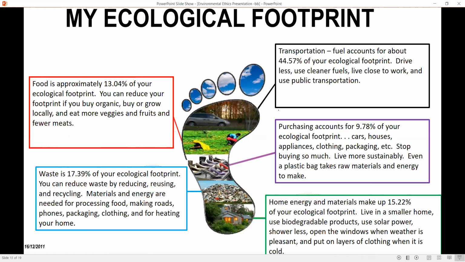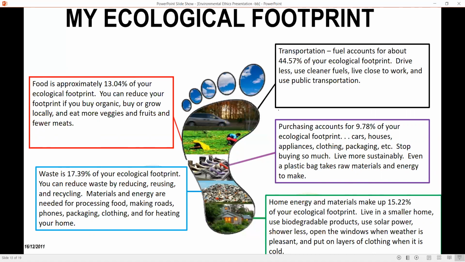Waste is 17.39% of your ecological footprint. You can reduce waste by reducing, reusing, and recycling. Materials and energy are needed for processing food, making roads, phones, for packaging, clothing, and for heating your home. Transportation. Well, fuel accounts for about 44.57% of your ecological footprint. Drive less, use cleaner fuels, live close to work, and use public transportation.